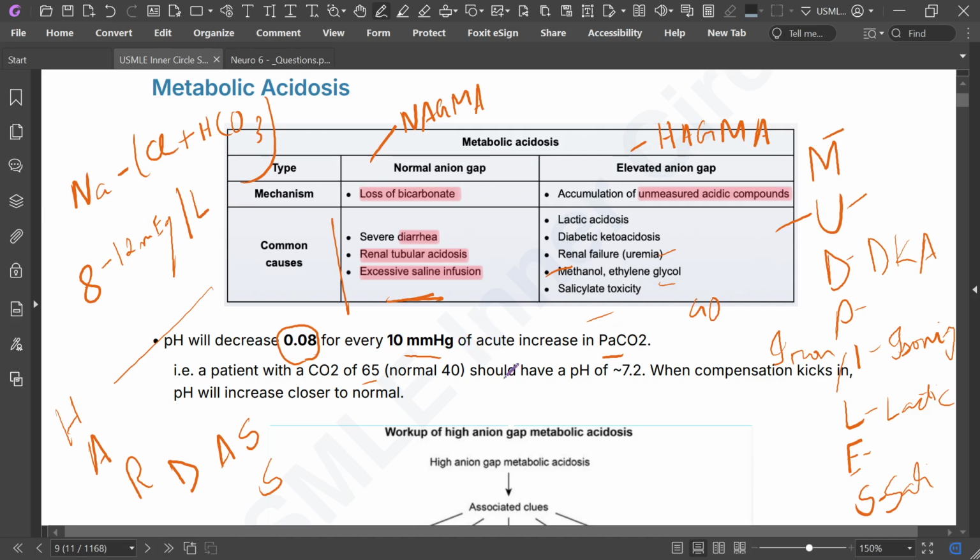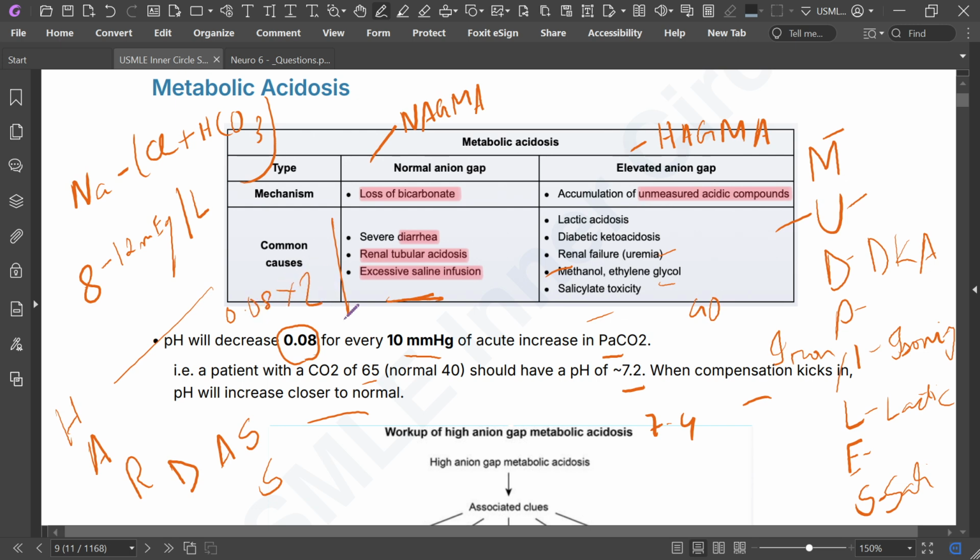So in patients with CO2 65 should have pH 7.2. When compensation kicks in, pH will increase closer to normal. So in here pH is getting low. Normal pH is 7.4.